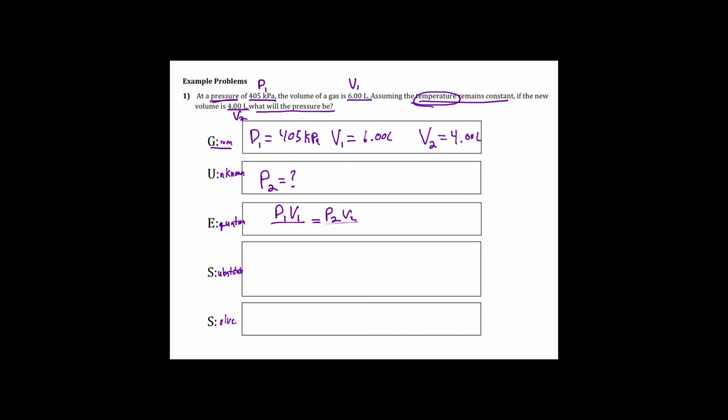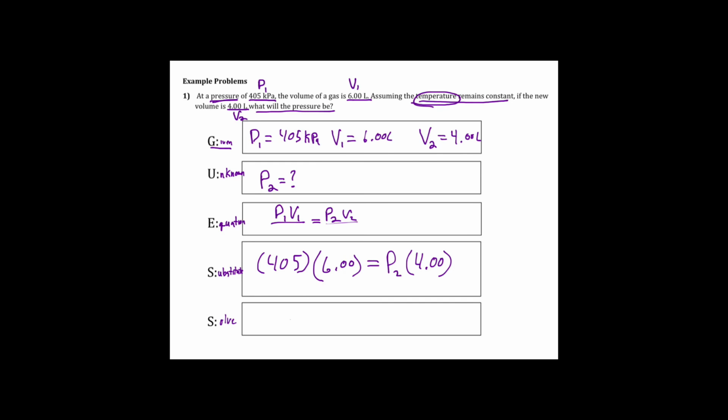So now what we do is we substitute the problem here. Now, P1 is going to be 405, and V1 is going to be 6.00. And P2, well, look, P2 is actually what we're looking for. And so we're just going to write P2, and then V2 is 4.00. And that is the substitute part.